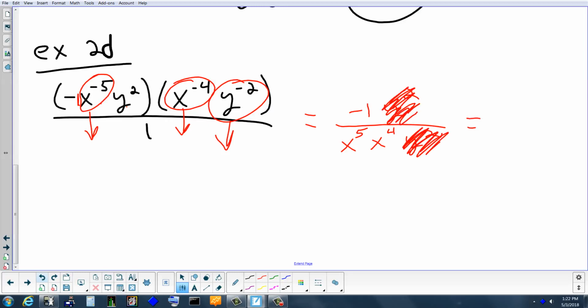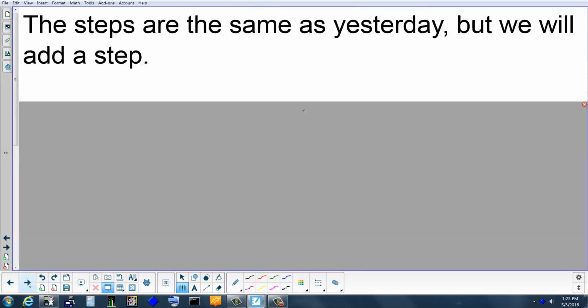What's in the top now? Negative 1. Now look at the bottom. X to the 5th times x to the 4th. It would be x to the 9th. Perfect. That's how you do it. Okay, any questions on that one? Okay, so at this point, I think you should be filled out with what's on the front.